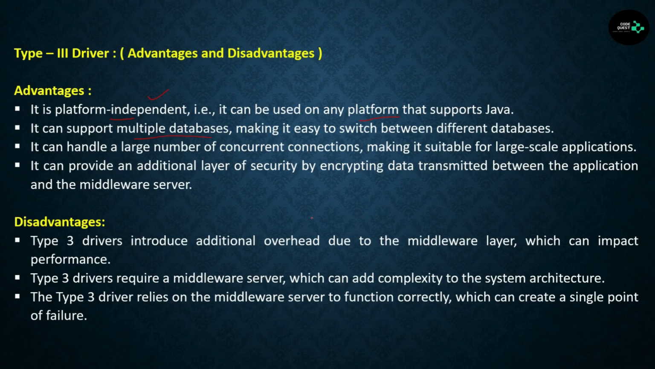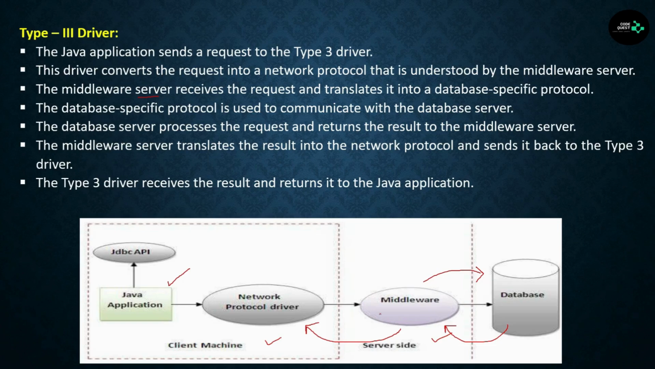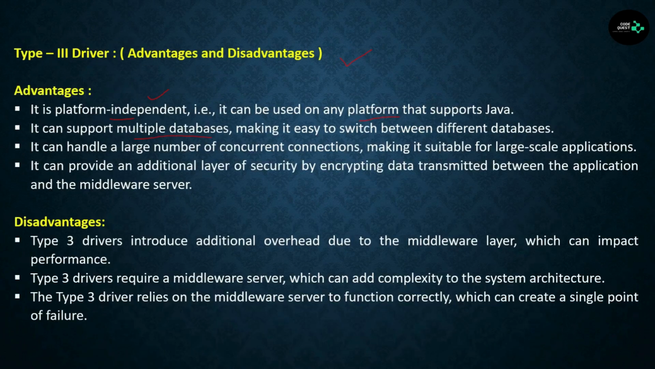And because there is a middleware server, we are allowed to use multiple databases at the same point of time. So when you have a project where you require multiple databases to be connected to your application, the type 3 driver is the best suitable one, because the middleware server is the one which can talk to the respective database. Suppose here we have one database, here we have another database. So this middleware is going to connect to them based on the request that we have made from the application. So it can support multiple databases. As a result, we can switch between the databases with ease.